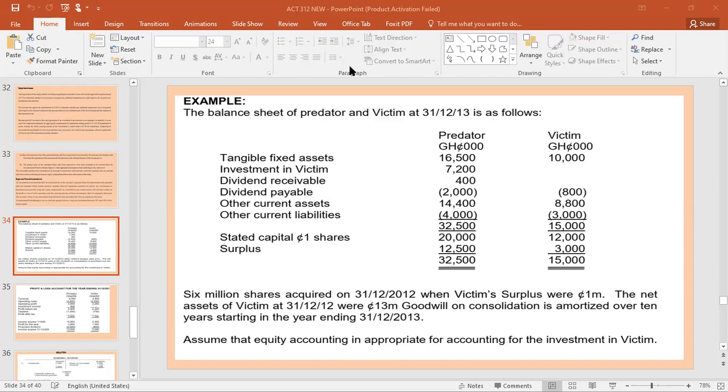Then you open another account. Now, let me tell you something. Anytime you are going to consolidate profit and loss, there are two accounts you must always open: the opening income surplus account and then the closing income surplus account. I prefer you open the opening income surplus account before preparing the consolidated profit and loss account. So open another account and name it the opening income surplus account.